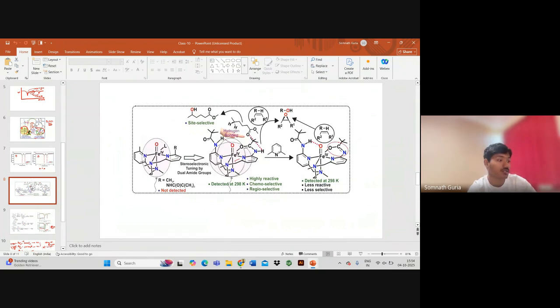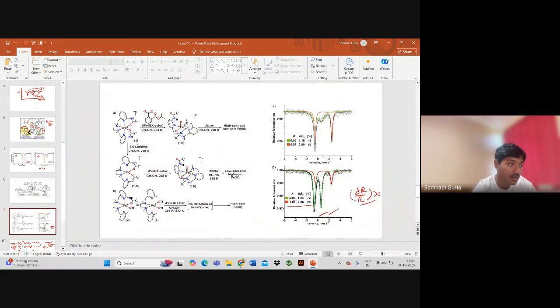This iron 4 oxo can also be monitored or isolated by Mossbauer spectra, where we had huge changes in the delta value and delta EQ value. The presence of iron 4 oxo shows in the delta value shifting in a more negative direction, which means there is less electron density on the iron center.